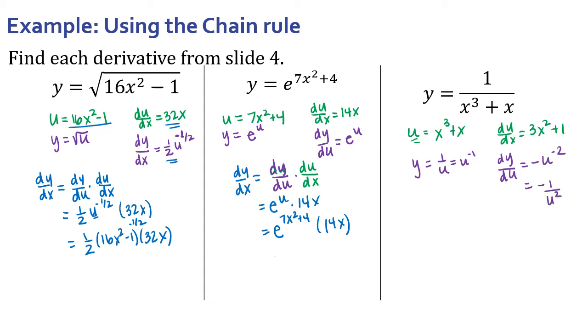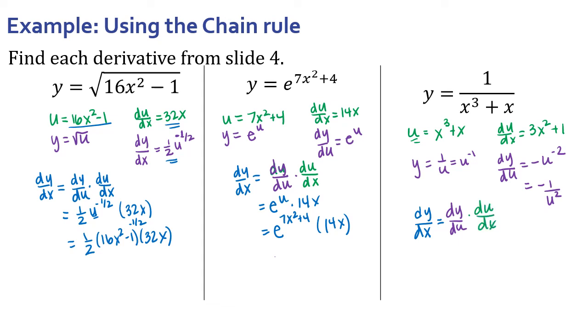Okay, so then again, using that chain rule formula, the derivative of the entire function with respect to x is du dx times the derivative of y with respect to u. Actually, those should have been flipped so that we stay consistent. It doesn't matter, you'll still get the same answer because multiplication is commutative, but just to stick with consistency.